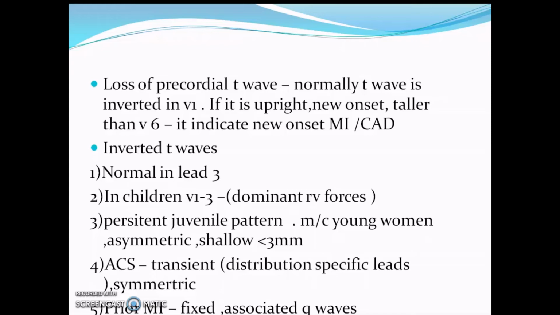When there are inverted T waves, normally the T wave is inverted in lead 3, and in children V1 to V3 there will be T wave inversion due to dominant RV forces. The juvenile pattern T wave inversion might persist in young women, but it is asymmetric and shallow. In acute coronary syndrome, T wave inversion might be transient and it will be symmetric. In prior MI, the T wave inversion might persist, but there will be associated Q waves.